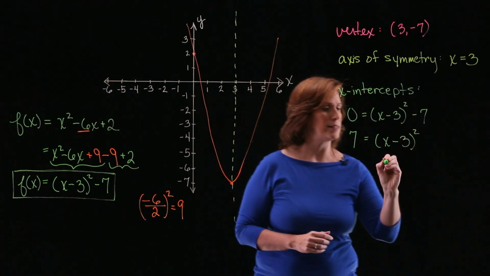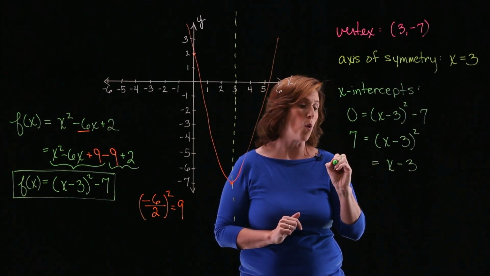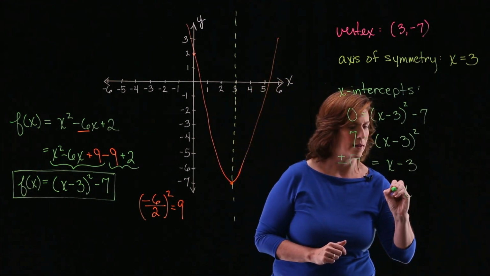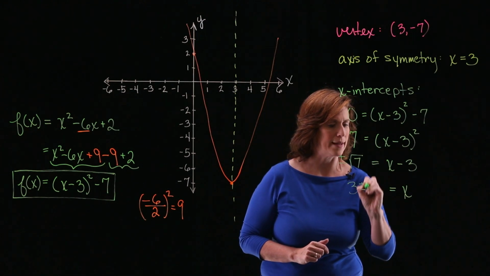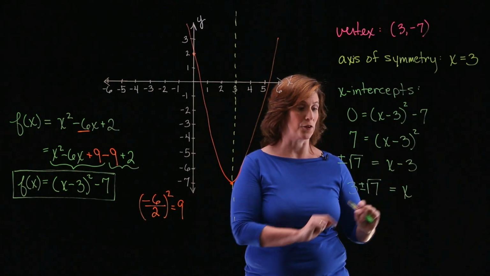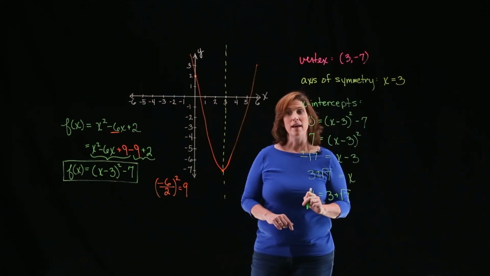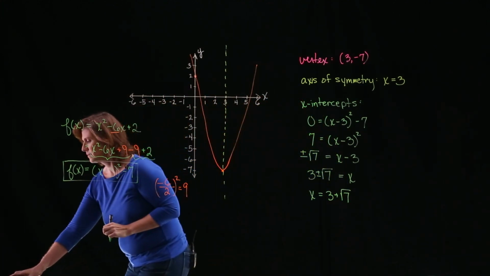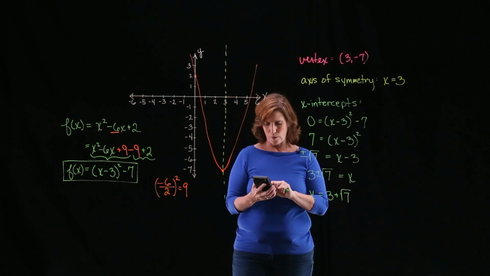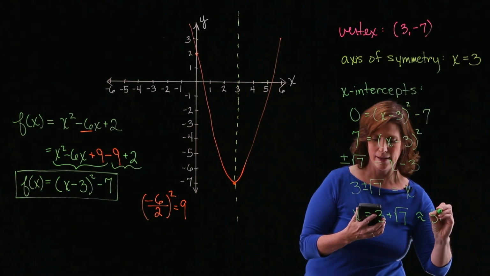Take the square root of both sides. Now be careful here. Remember, when you take the square root of 7, you're going to get plus or minus the square root of 7. And then you're going to add 3. So you'll have 3 plus or minus the square root of 7. Now if you want to get decimal approximations for this, we'll start out with x equals 3 plus the square root of 7. Now let me pull out my calculator. 3 plus the square root of 7 is approximately 5.65.